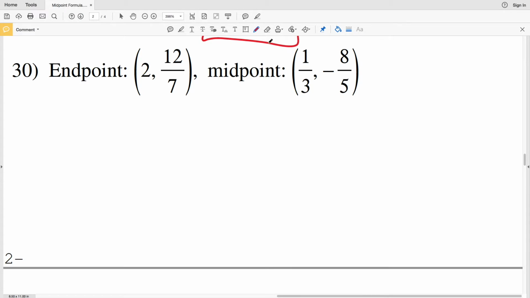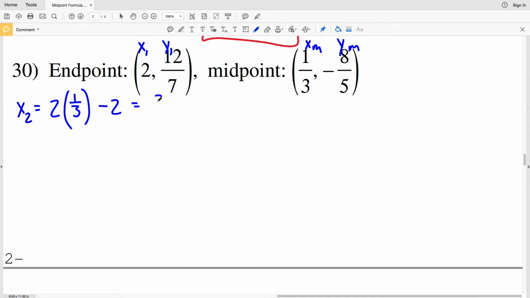So in number 30, we'll have x1, y1 as 2 and then 12 sevenths, x sub m is 1 third, and y sub m is negative 8 fifths. So x sub 2 equals 2 times x sub m, which is 1 third, and then I'll be subtracting x sub 1, which is 2.